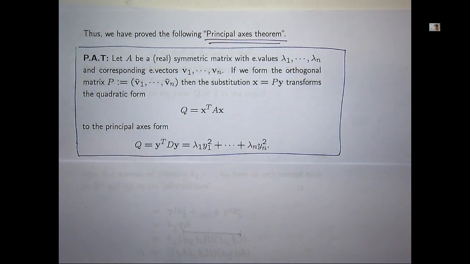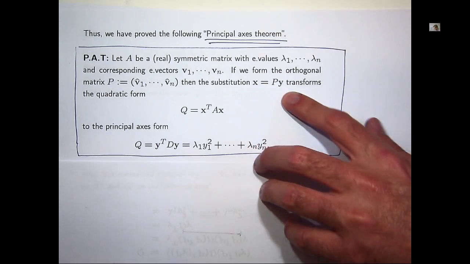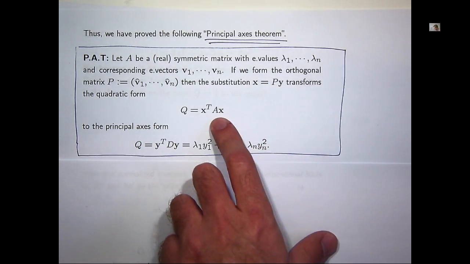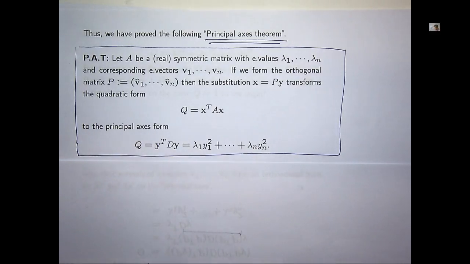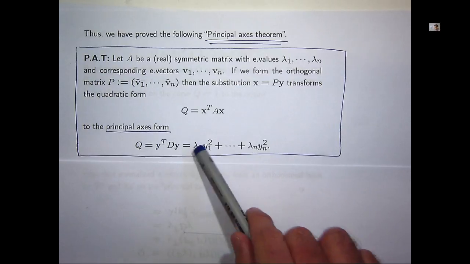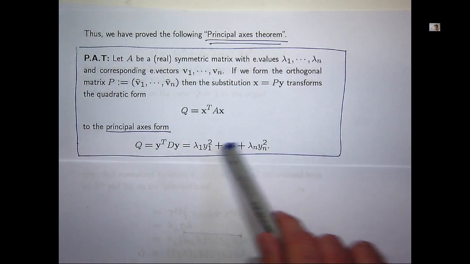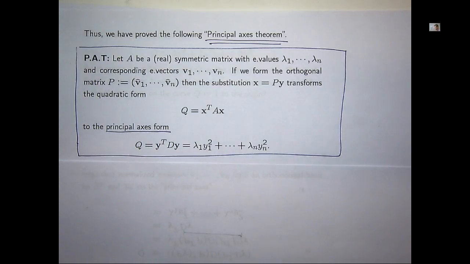Okay, so let's say I do that. Well, if I make this change of variables, x equals Py, then this potentially difficult quadratic form reduces to the so-called principal axes form. So essentially it's just a sum of squares involving the new set of variables and your eigenvalues.